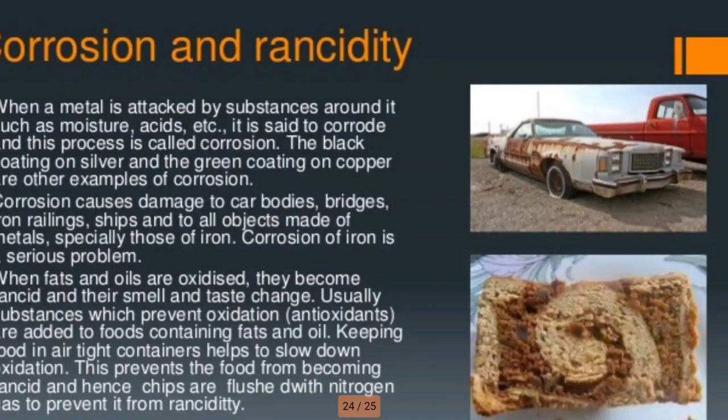Next, corrosion and rancidity. Rancidity means food containing oil becomes spoiled, okay, and corrosion is the rusting of iron. How to prevent rusting: painting, galvanization, oiling, or greasing.